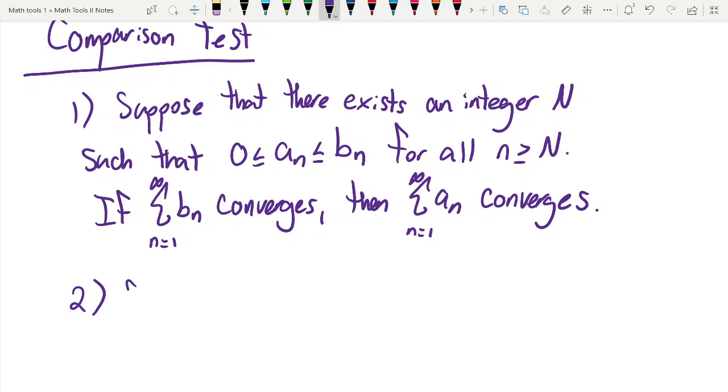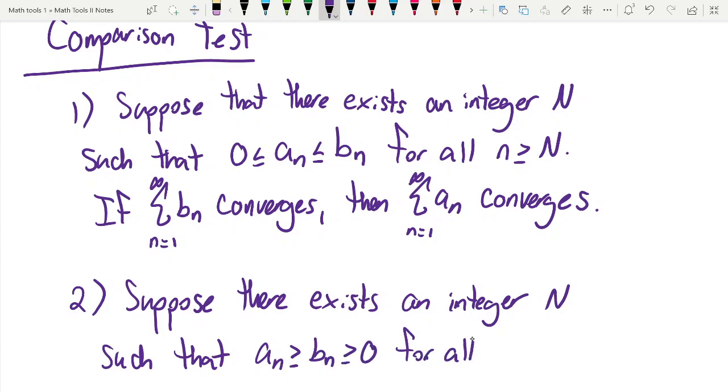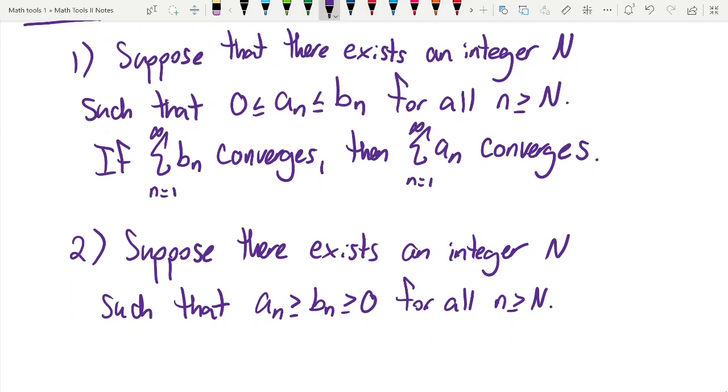Then the other side of that is the divergent part. Suppose that there exists an integer N such that a sub n is greater than or equal to b sub n is greater than or equal to 0 for all n greater than or equal to N. So we still need the terms to be positive, but now the a sub n's are greater than the b sub n's, so that one's flipped.